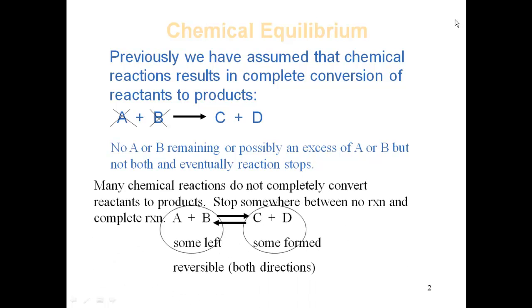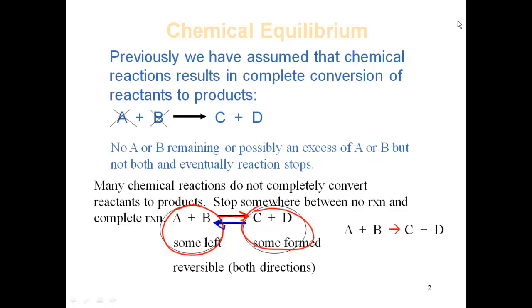Many chemical reactions do not completely convert reactants to products. They stop somewhere in between no reaction and complete reaction. So what you have is some A and B left, as well as some C and D being formed. You have a little bit of everything, okay? Nothing's been totally consumed. What happens in that case is we end up writing a double arrow, basically saying that we have the reaction going in both directions. I have A and B forming C and D, but I also have C and D forming A and B. And what we get is a state called equilibrium.